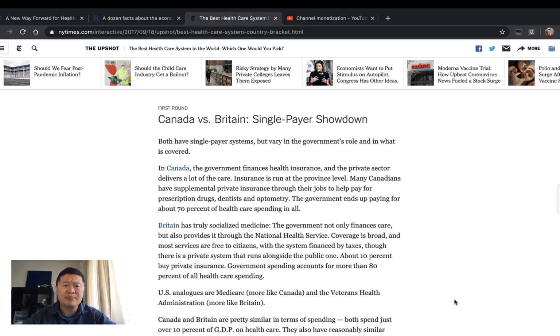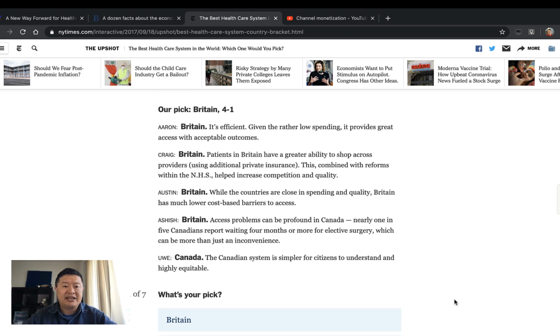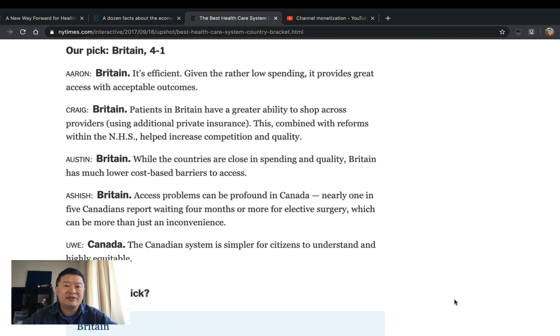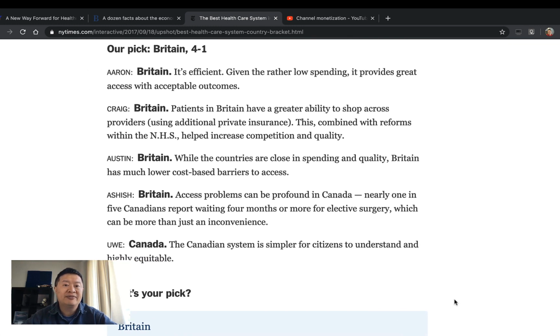You don't have companies buying separate insurance plans and then having different ones when you change jobs. This is as close as it gets to truly socialized medicine. And here, most experts believe that the UK has really gotten the best version of single payer. Experts consider it rather low spending with great access and acceptable outcomes.